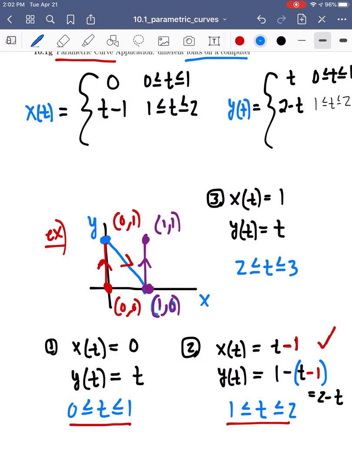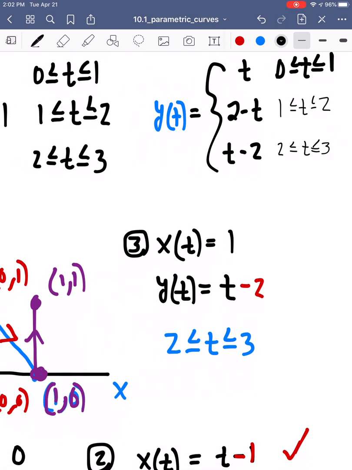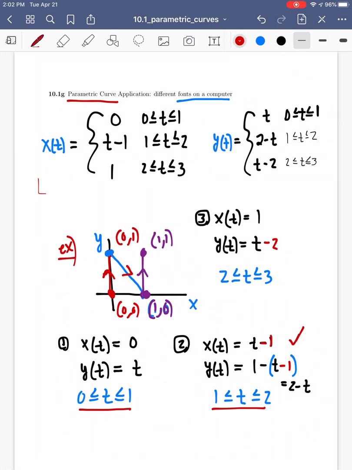So if t is going between 2 and 3 here, we could subtract 2 off so that when t is equal to 2, our y is 0. Then when t is equal to 3, our y is equal to 1. So we can define our x value to be equal to just 1 whenever t is between 2 and 3. And then similarly, our y value will be t minus 2 when t values are between 2 and 3. So these two functions, our x of t equation and our y of t equation, those parametric curves give us this letter n.